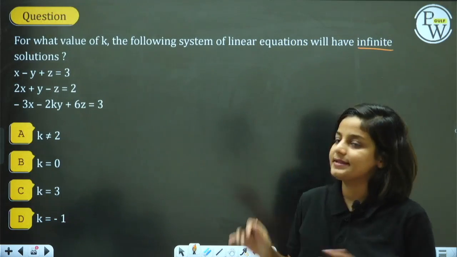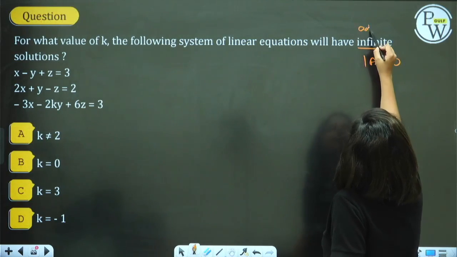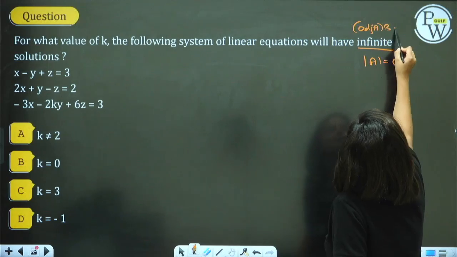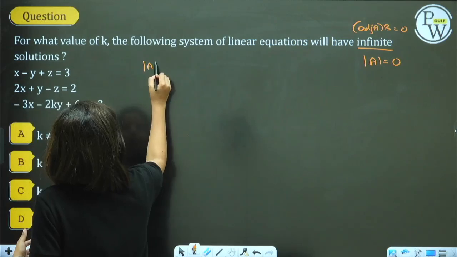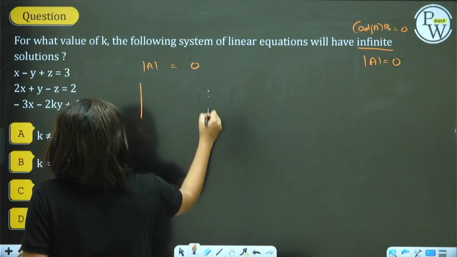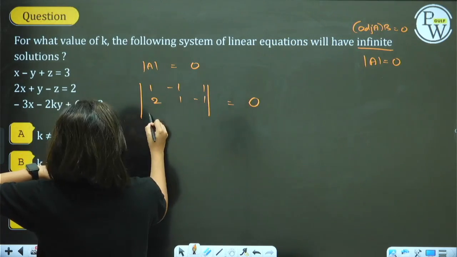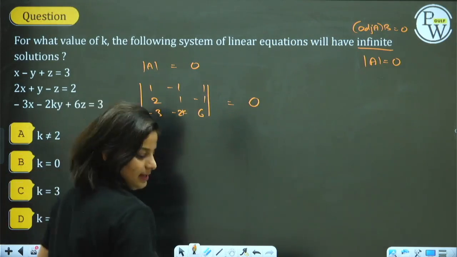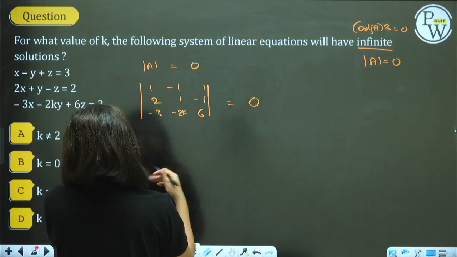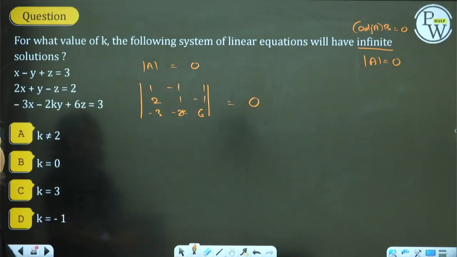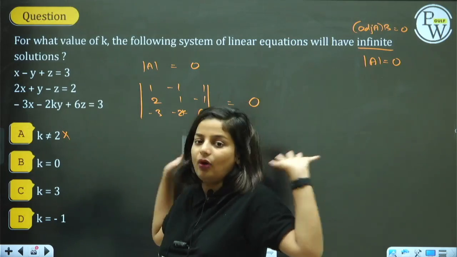For what value of k the system will have infinite solutions? Unique, infinite. Now for infinite we knew that determinant should be 0. Adjoint of A into B should also be 0. Let's first go with the determinant. Before I go for adjoint, determinant should be 0. What is determinant? Substituting 1, minus 1, 1, 2, 1, minus 1, minus 3, minus 2k and 6. Simplifying it, getting the value of k, not 0, 3 or minus 1. Of course, it can't be option A because it is equal to 0, not equal to.